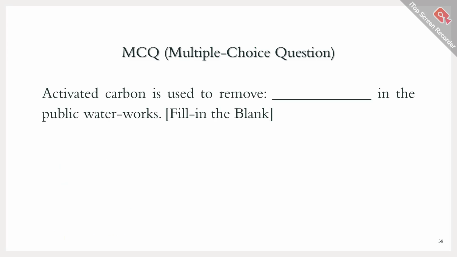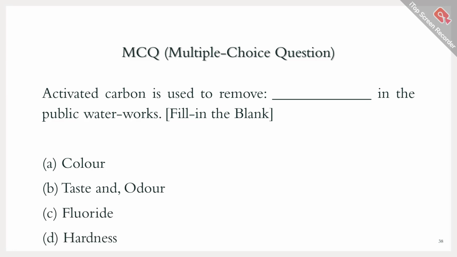Now next MCQ: activated carbon is used to remove dash in the public water works. Fill in the blank. Activated carbon, mainly the activated carbon adsorption technique, is used to remove color, taste and odor, fluoride or hardness. Which one of them is removed by using activated carbon in public water works?